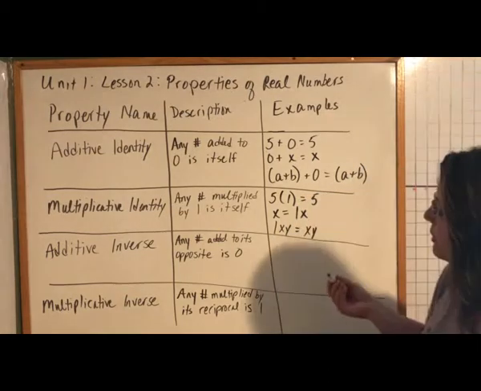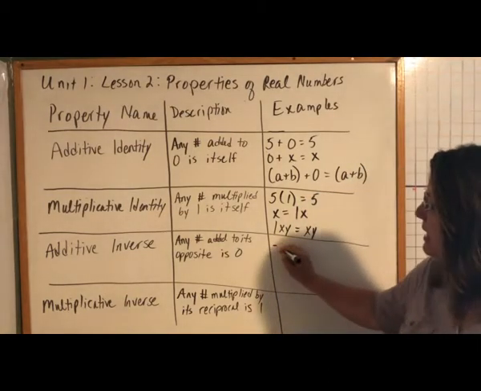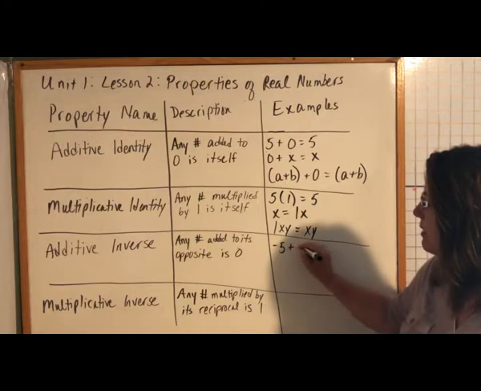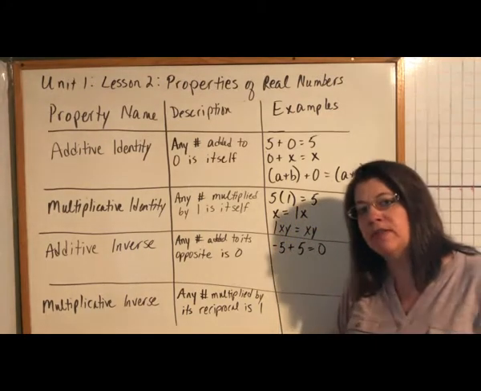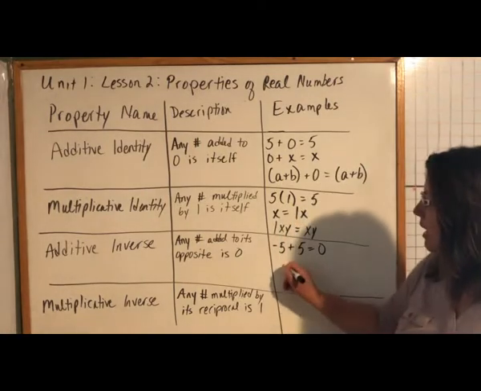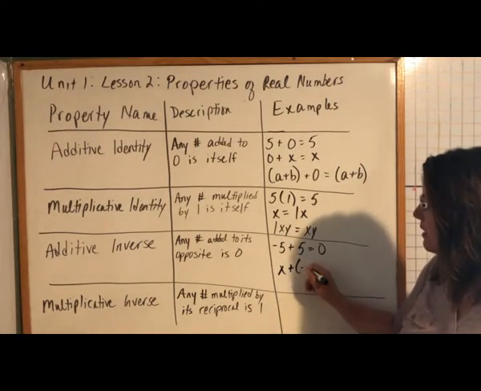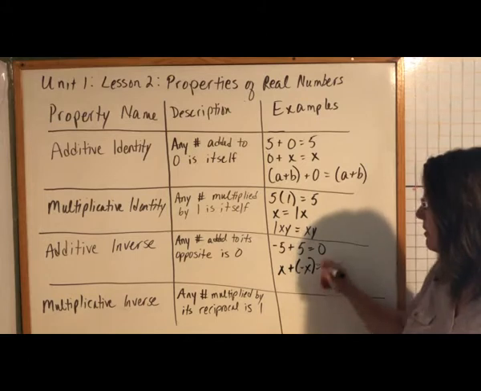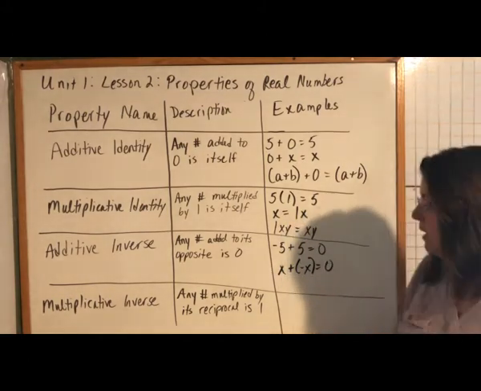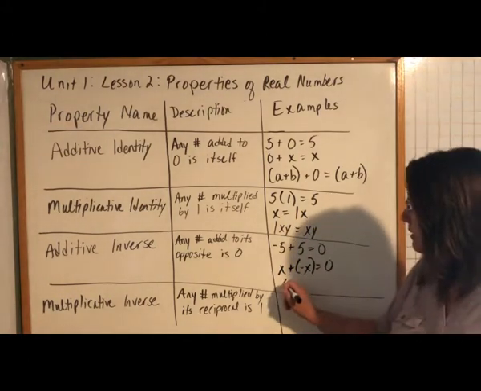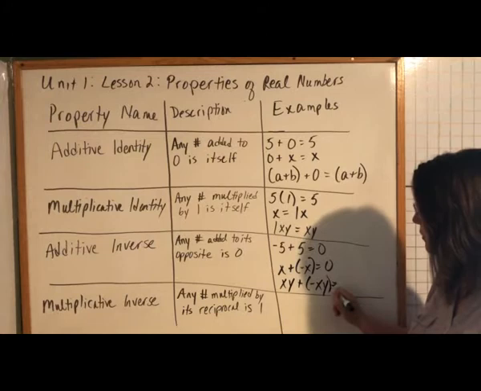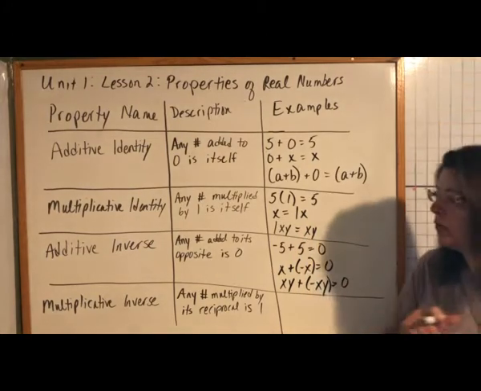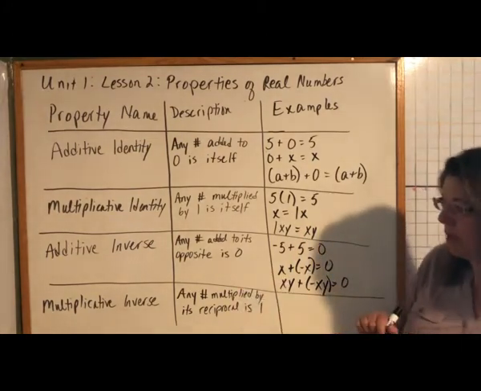So a real simple example of that would be -5 plus 5 equals 0. Any number plus its opposite is 0. x plus -x equals 0. xy plus -xy equals 0. Okay, those are all additive inverse properties.